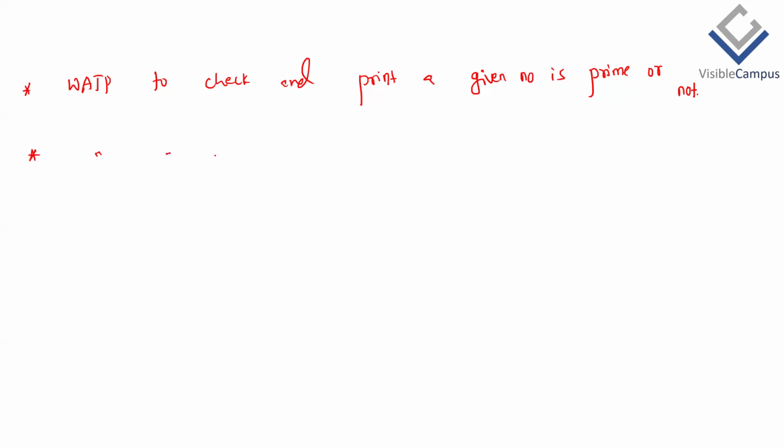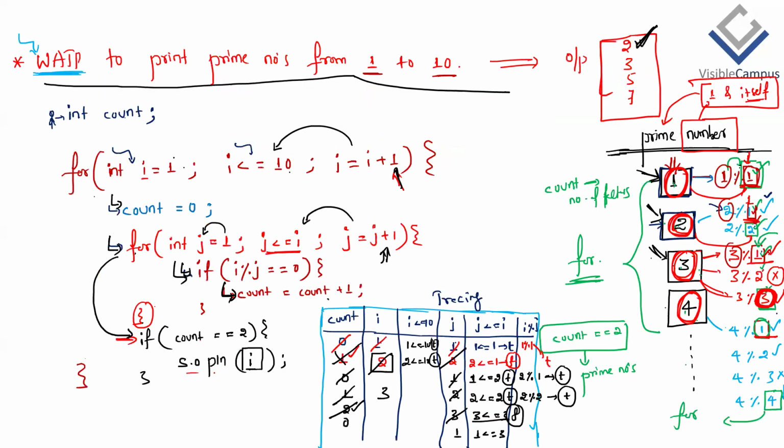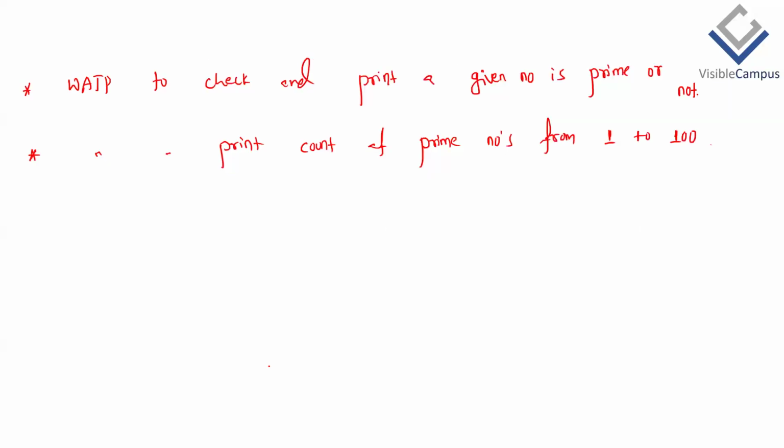Write a Java program to print the count of prime numbers from 1 to 100. Previously what were we doing? We were printing. I don't want to print, I want to count them and print how many there are. Again, think, there is a small change in the code, that's all.